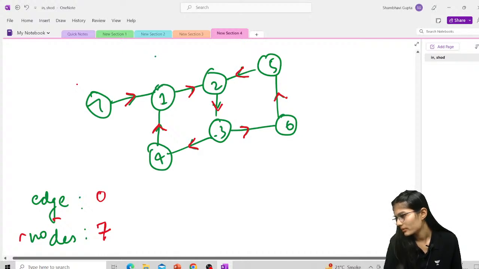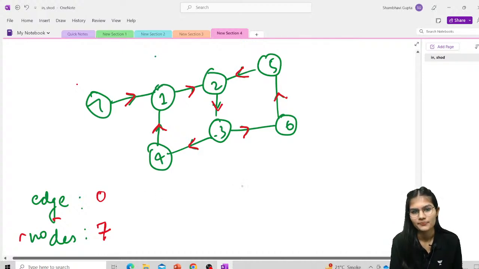Second, I'm not clear about the edge. It is showing connection between nodes. Edge. Yeah, see, listen, Sanket. If I just draw something like this, and if I point that it is pointing towards this, this is a node, because this is an edge.